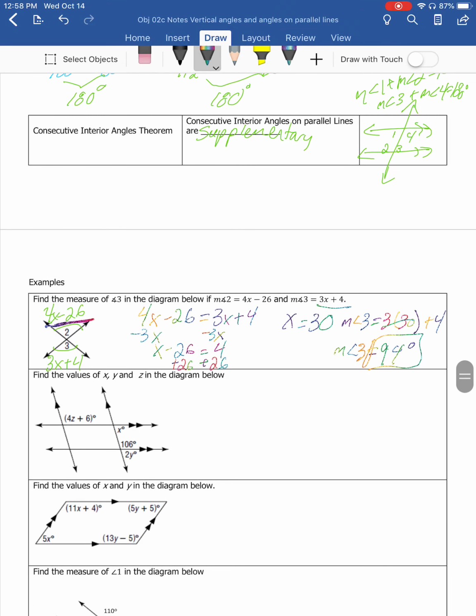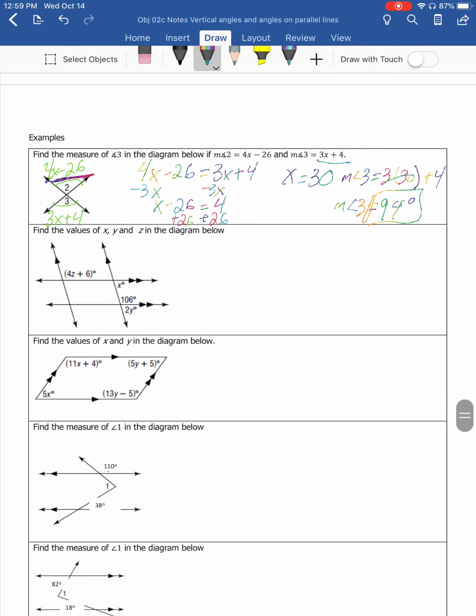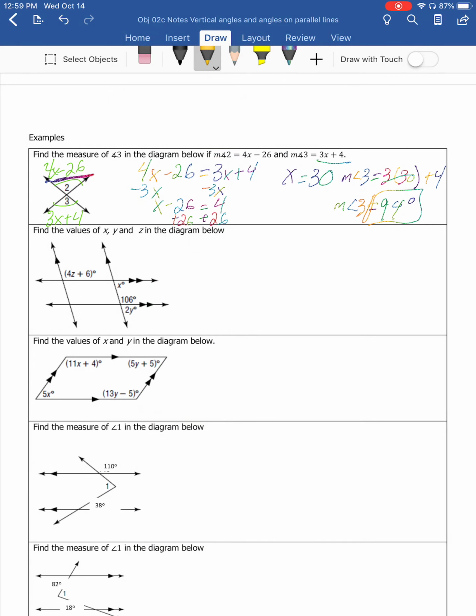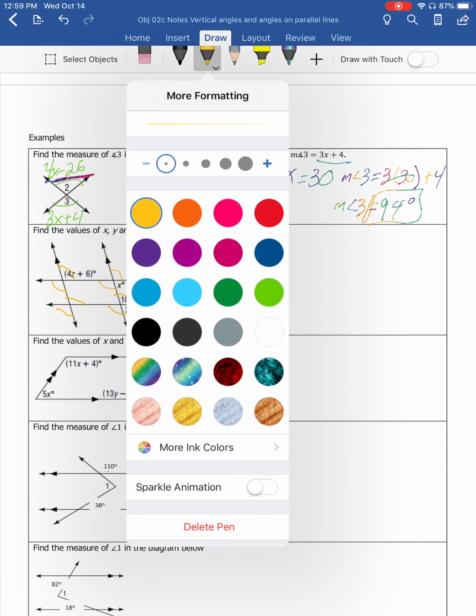If I know all of the lines are parallel, I'm actually just going to color code all the angles that are congruent. So I know this one and this one are congruent: vertical, corresponding, alternate interior, vertical here and here, if you want to color code everything. Okay, and then I do the same thing for the other pair of angles.